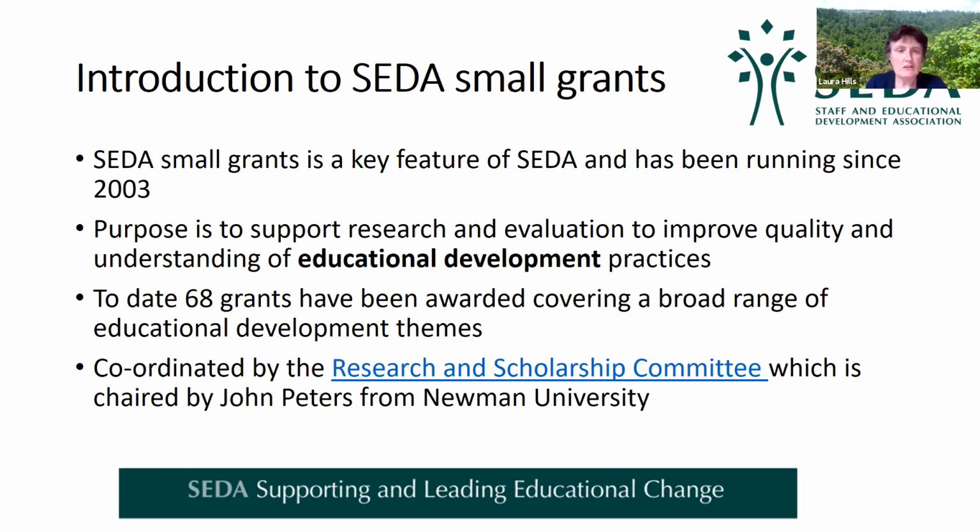And as you can see here, 68 grants have been awarded, covering a wide range of themes, and you can see some of the examples that we've provided in the Dropbox. As I've mentioned, I'm in the Research and Scholarship Committee, coordinated by John Peters from Newman University, and Jenny's also in that, and a few of us are involved in evaluating the grant applications when they come in. That's one of my roles, and that's why we're here today.